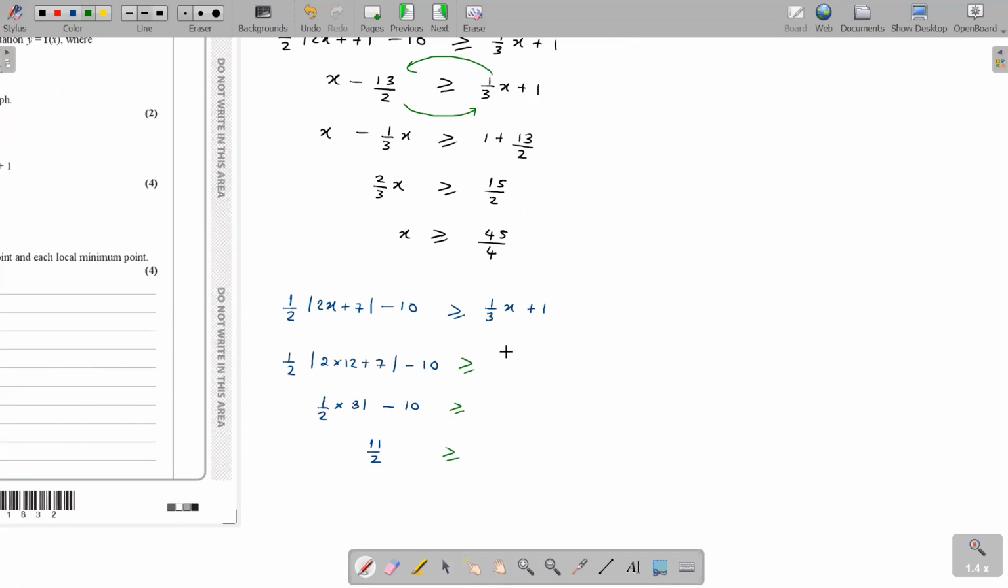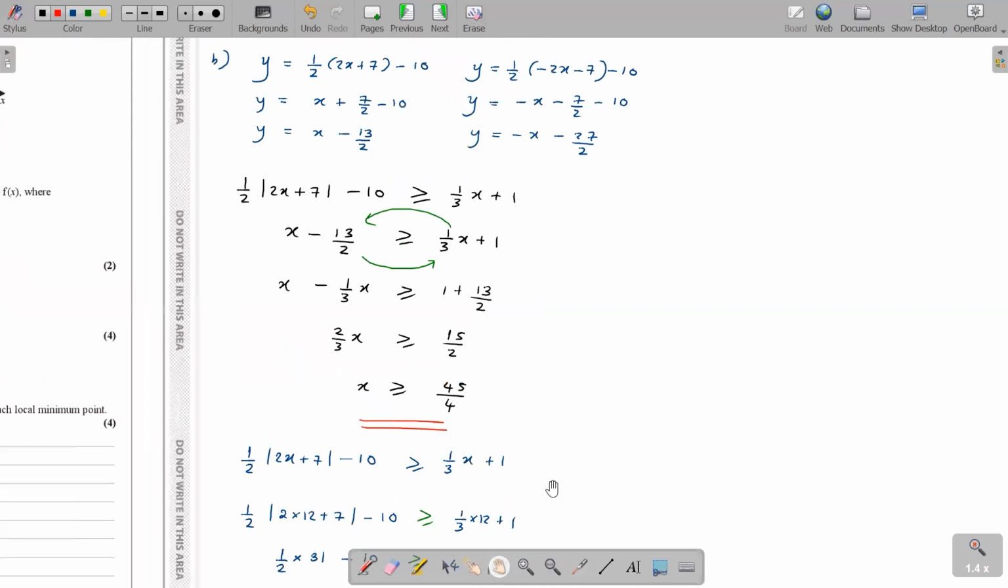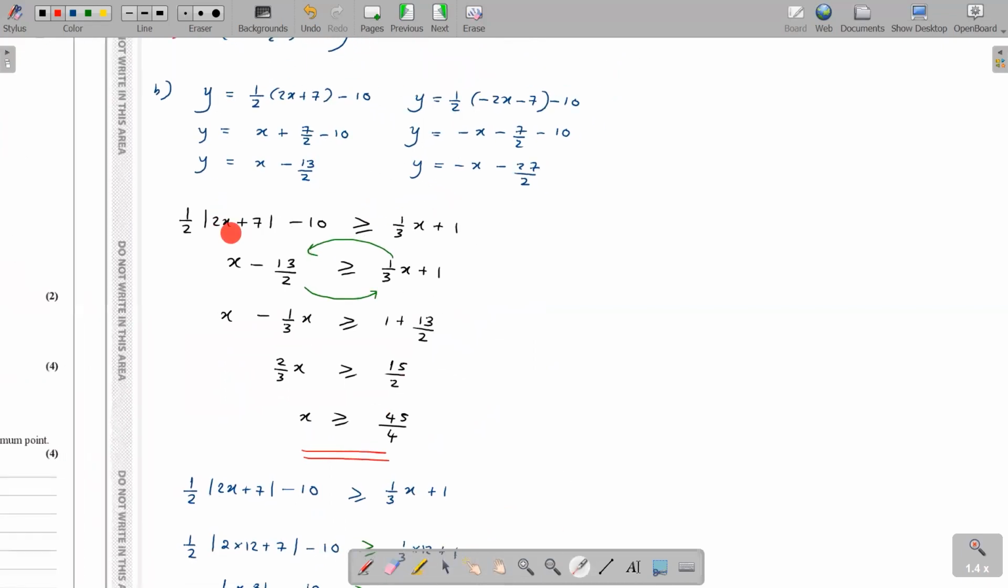Input x as 12, we used x as 12. 1 over 3 into 12 plus 1. So 1 over 3 into 12 is 4. 4 plus 1 is 5. So this is 5.5 greater than or equal to 5. Is this correct? Yes, which means this is actually an answer for your solution. Okay, so now similarly, do this for the other one as well, for the negative sign of the modulus.